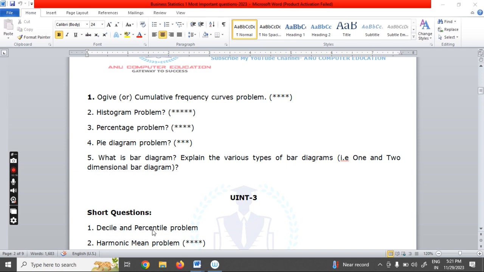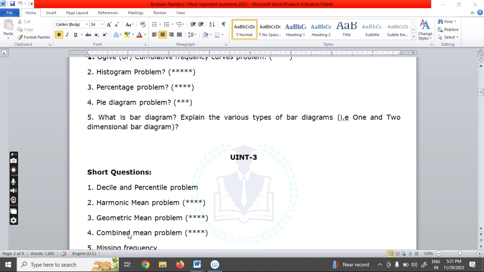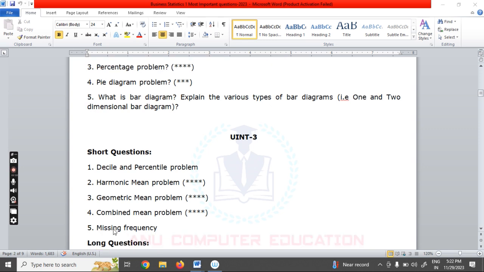Decile or percentile, one short answer. Sometimes you will get this question, but harmonic mean, geometric mean, compulsory you will get one question. Harmonic mean, geometric mean and combined mean. Definitely you will get one question in your final exam. Sometimes you will get missing frequency also, but if you learn these three, harmonic mean, geometric mean and combined mean, definitely you will get one question in your exam.